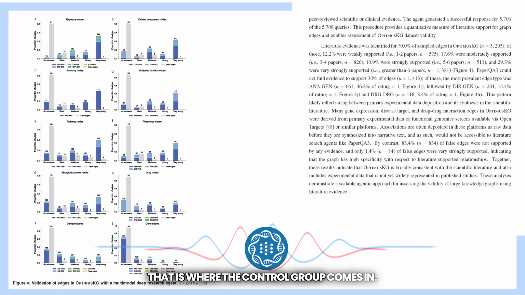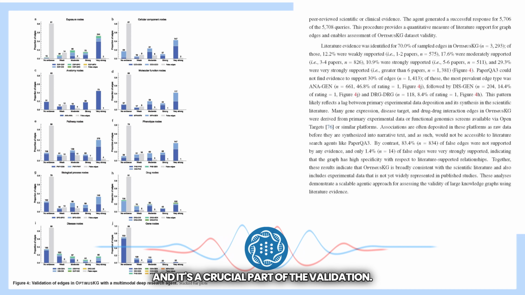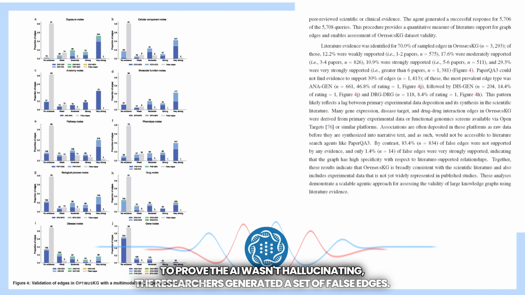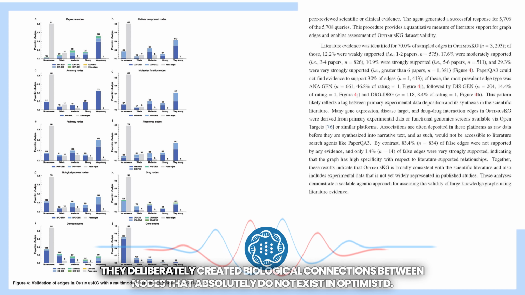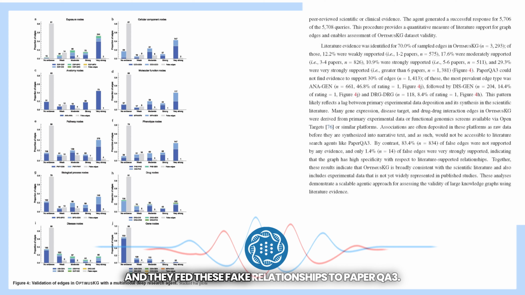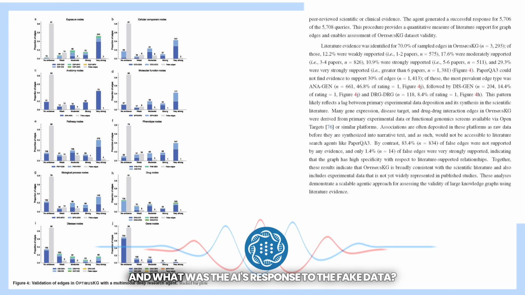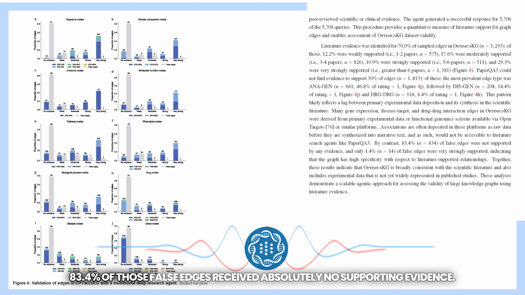That is where the control group comes in, and it's a crucial part of the validation. To prove the AI wasn't hallucinating, the researchers generated a set of false edges. They deliberately created biological connections between nodes that absolutely do not exist in OptimusKG, and they fed these fake relationships to iKGJ. And what was the AI's response to the fake data? 83.4% of those false edges received absolutely no supporting evidence.